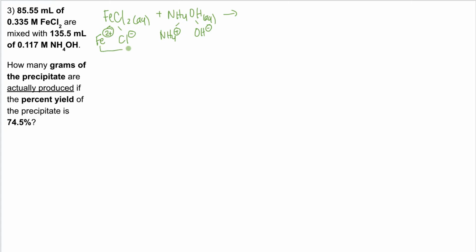Iron 2 will seek out hydroxide, forming Fe(OH)2, since we need 2 of these hydroxides to balance out 1 of these irons. And we're going to get NH4Cl. We just need 1 ammonium and 1 chloride ion to balance each other's charges out. We know that anything that combines with ammonium will be aqueous. And then if you check your solubility chart, you can see that iron 2 hydroxide in fact forms something insoluble. So that's our solid precipitate.